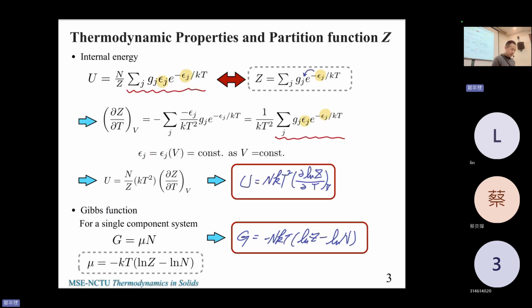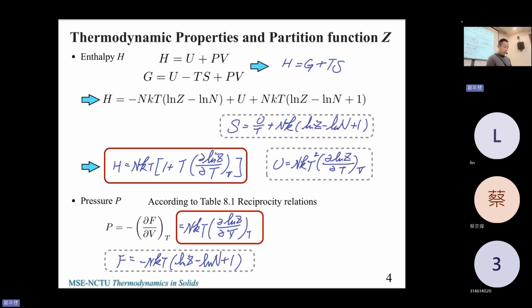Okay, that's really good. If you have U, and you have mu, you can get G, and then with G and T and S, you can get H. Then you can do the partial differentiation of F to get P. So as you can see, when you have S, you can get every property of the material, and then you can compare the results with classical thermodynamics.